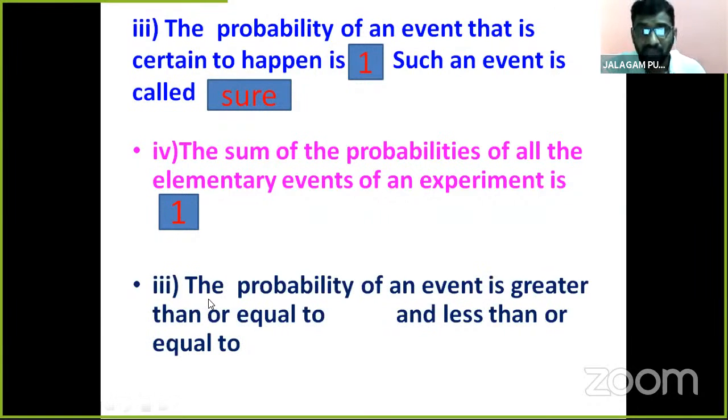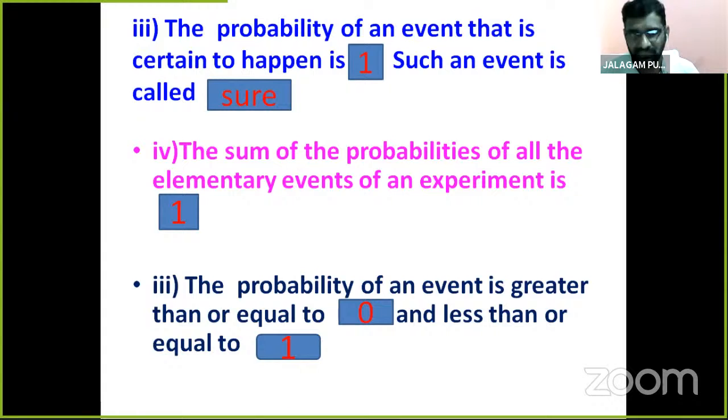Next one, see children here. It's a very important one. What is that? The probability of an event is greater than or equal to, and less than or equal to. Already we discussed so many times. Yes, you are right. The probability of an event is greater than or equal to 0, and less than or equal to 1. So 0 is less than or equal to P of E less than or equal to 1.